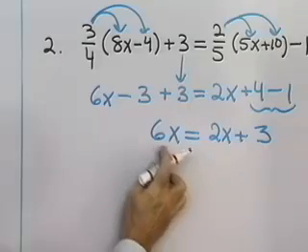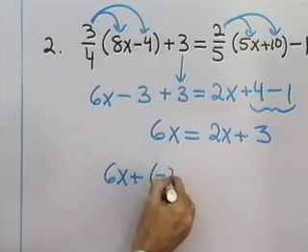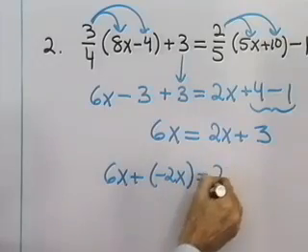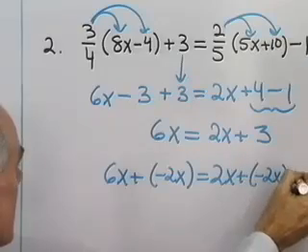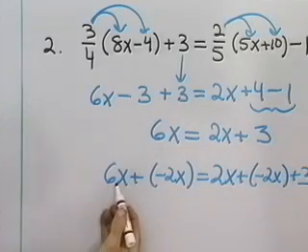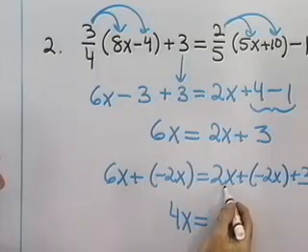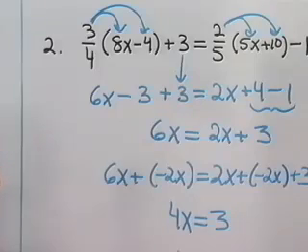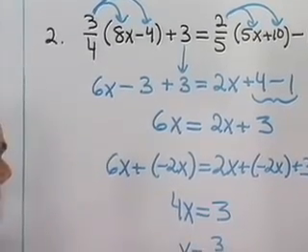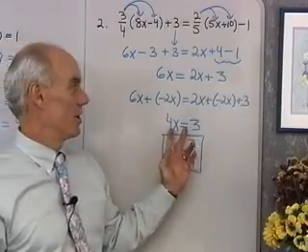Now, let's get all the variable terms over on the left side. So I have 6x plus negative 2x equal 2x plus negative 2x plus 3. 6x plus negative 2x is 4x. And over here I have 2x plus negative 2x, which is 0, plus 3 is 3. Multiply both sides by 1/4. X is equal to 3/4. Or divide both sides by 4, either way you want to look at it.